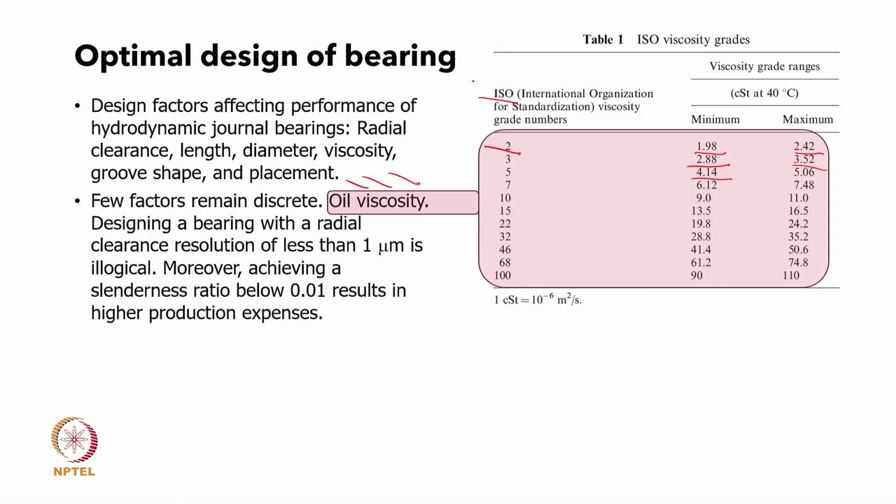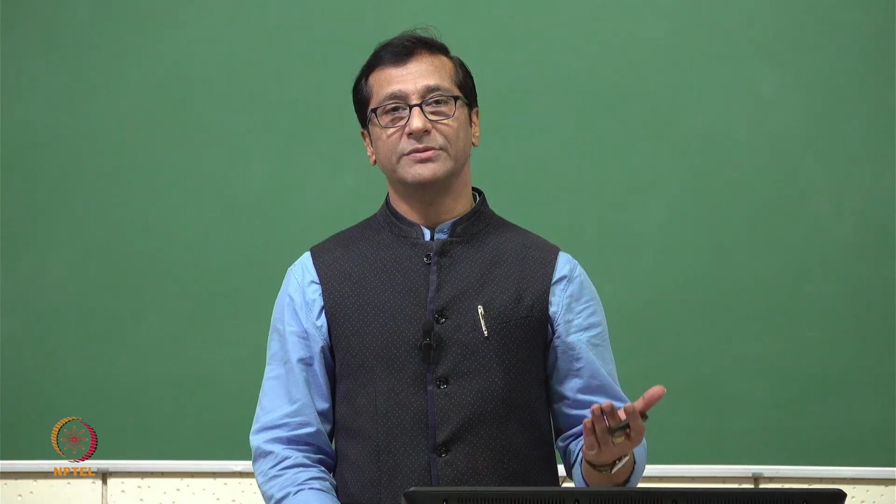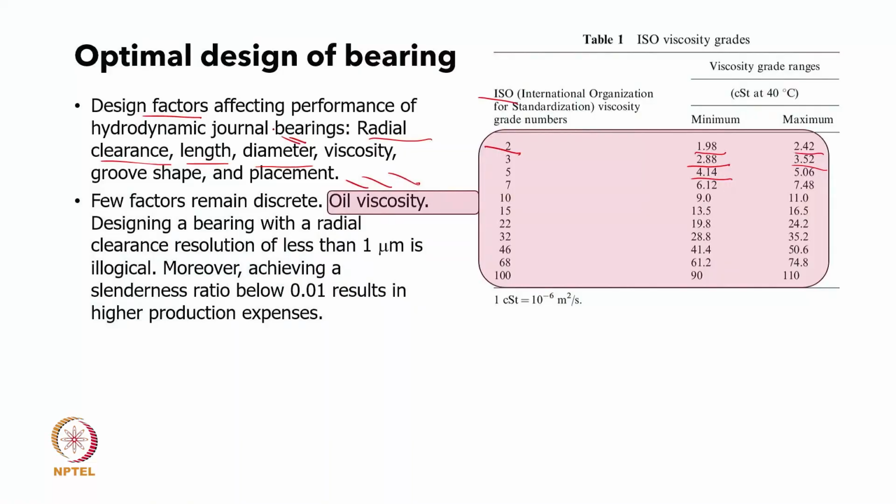And here, particularly for this purpose, the design factors which are affecting the bearing performance: radial clearance really is one of the very critical factors. Length is a factor. Sometimes we say diameter is also a factor when we are designing the bearing and the shaft diameter is not known. So we can calculate from a load point of view, but most of the shaft diameters are known. Viscosity is very critical, and then groove shape and the location where it will be located can also be optimized. And as I mentioned, oil viscosity is a discrete variable.